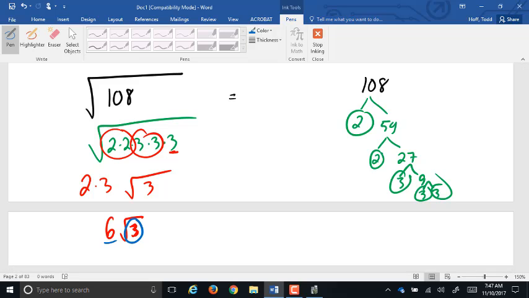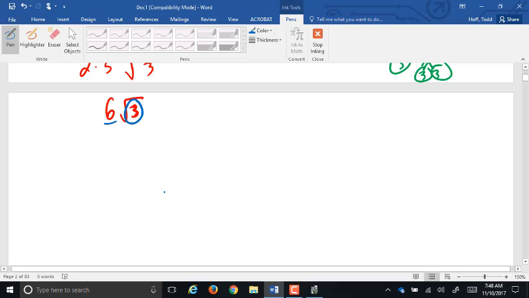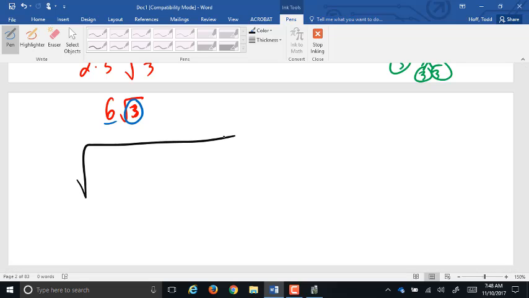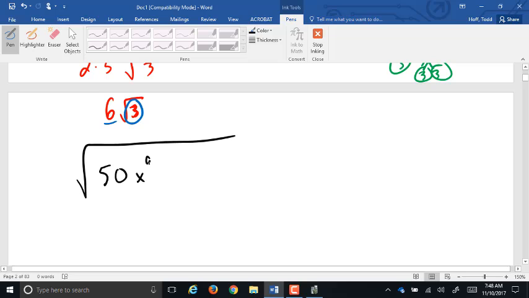I just wanted to kind of show it to you. And then we could extend it if you really wanted to. We could extend it to variables. Let's say we have something like the square root of 50, x to the 9th, y to the 17th.